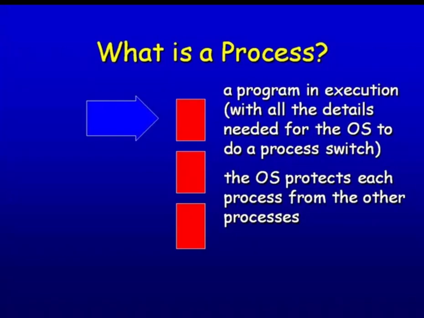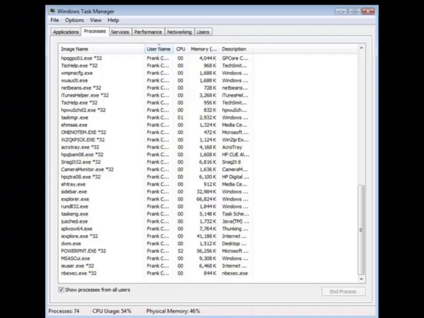A process is a program in execution. It is run under the control of the operating system. It has all the details associated with it that the operating system needs in order to do what we call a process switch from one process to the other. And as part of the deal, the OS protects processes from each other, from stepping on their memory or instructions.